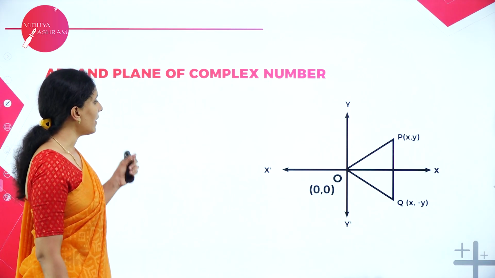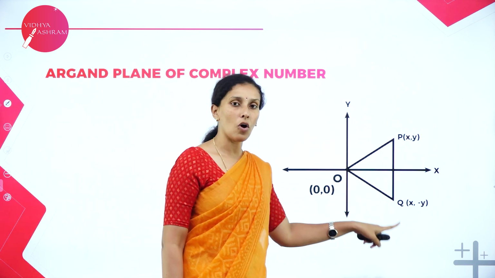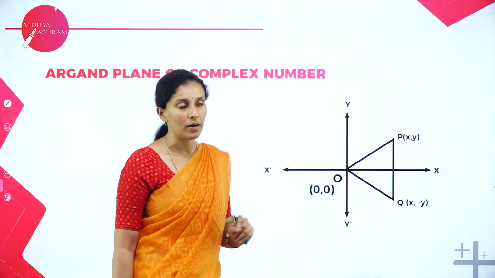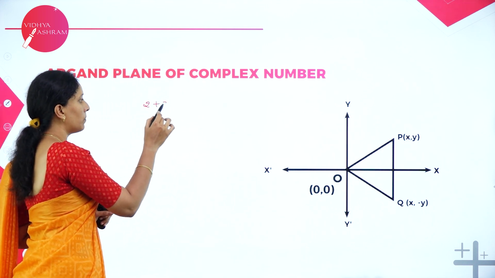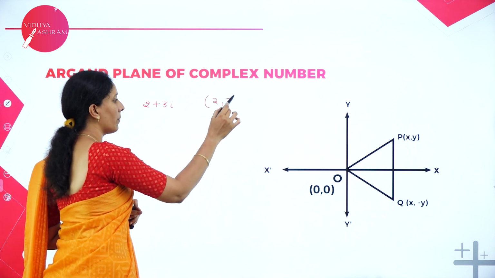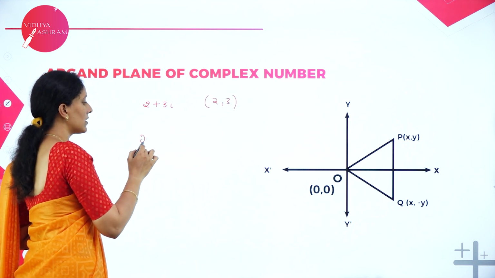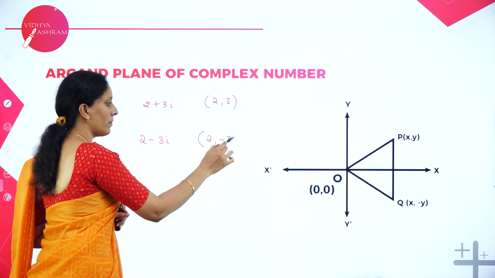Next, here we have an argand plane. Another application of an argand plane, we can represent the conjugate of a given complex number. Suppose, consider we have a complex number 2 plus 3i. Then what is the point here? It is exactly 2, 3. What is the conjugate of this number? It is 2 minus 3i, whose coordinates can be 2, minus 3.